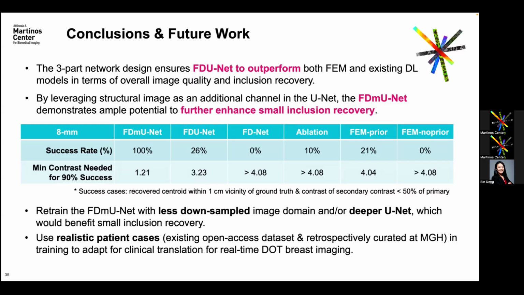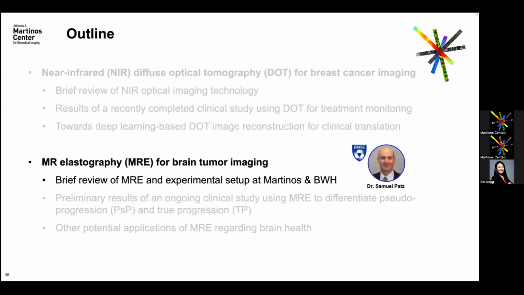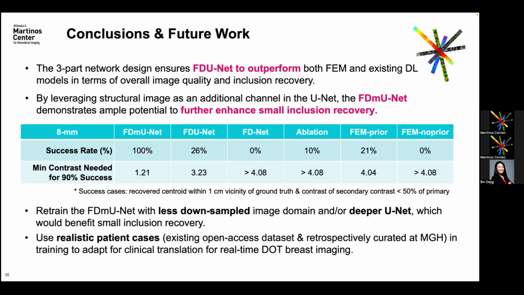So we're leveraging publicly accessible datasets right now, for example, the Duke DBT dataset. And also we're retrospectively curating DBT images within our own institution and trying to train the model with realistic cases. So before I move to the next part, do you have any questions?